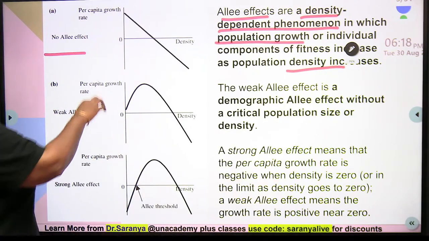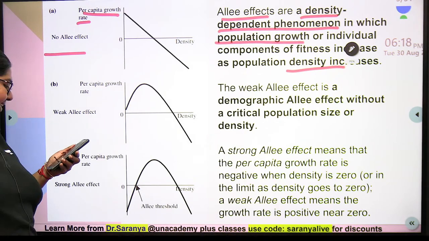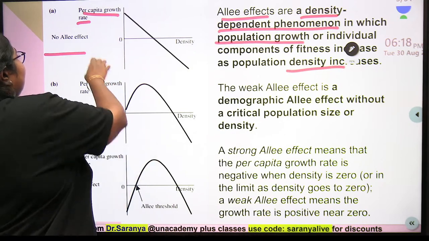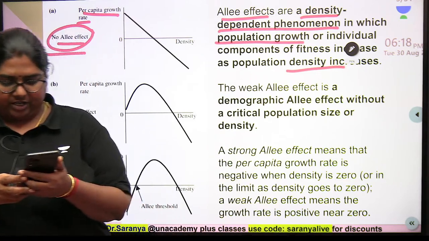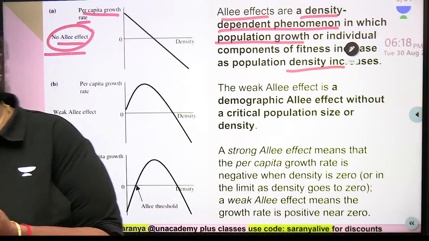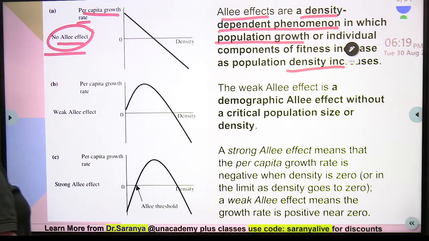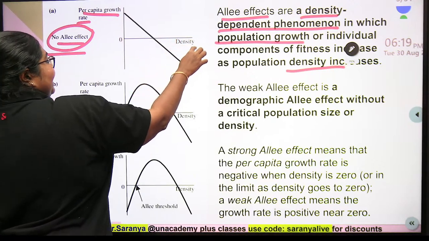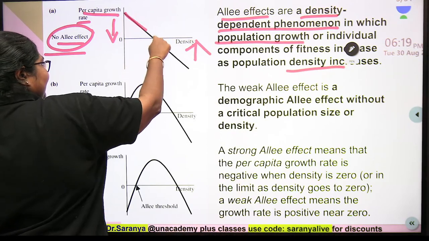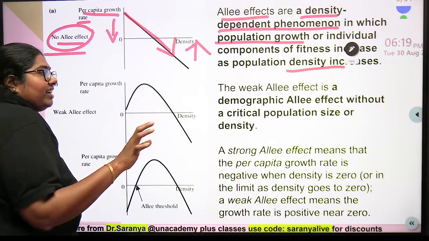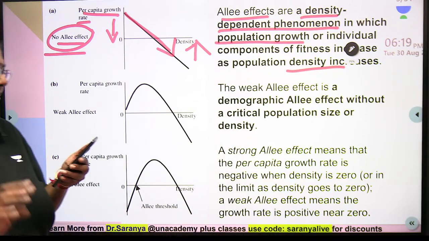How will you see the effect? It is related to your per capita growth rate. If there is going to be no allele effect, then what happens? Even though the density is increasing, your per capita growth rate is decreasing. That means the allele effect is not at all there. Got it? So this is quite simple to understand.